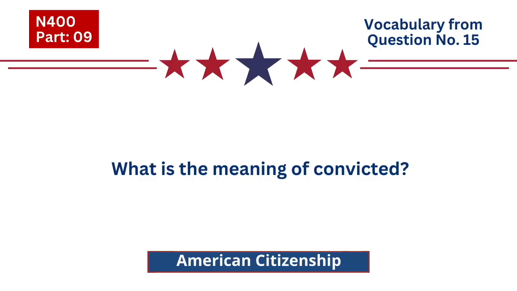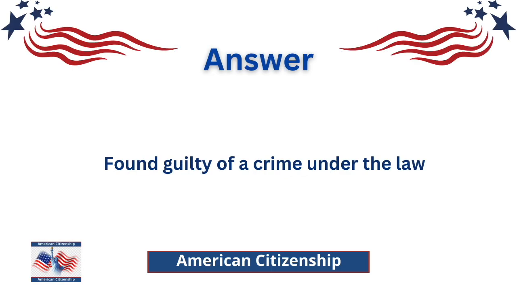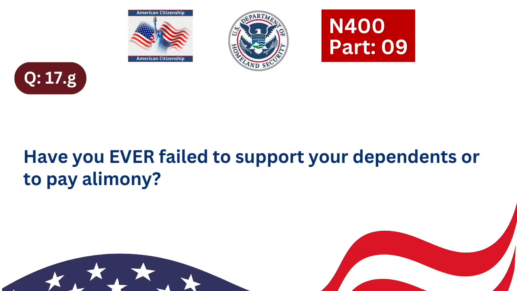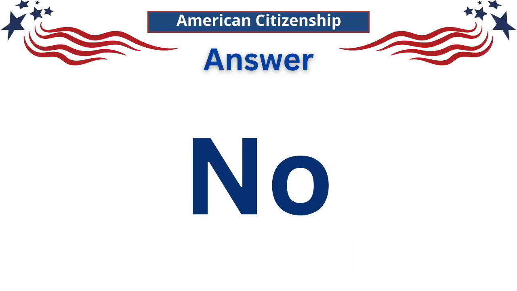What is the meaning of convicted? Found guilty of a crime under the law. Have you ever failed to support your dependents or to pay alimony? No.